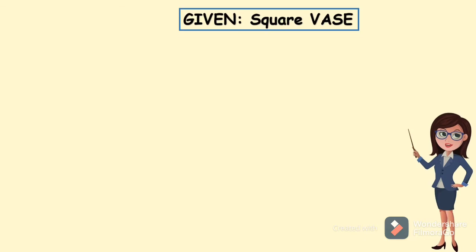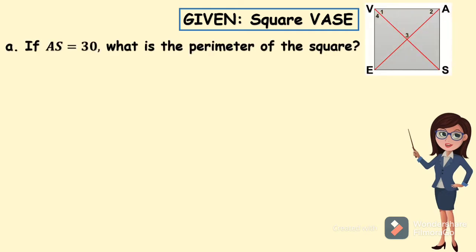Another example, given square VASE. A. If line AS is equal to 30, what is the perimeter of the square? Remember, to get the perimeter of a square, we need to add all the sides. Since this is a square, all sides are equal. So we have 30 plus 30 plus 30 plus 30, or 4 times s, or 4 times 30. So the answer is 120.